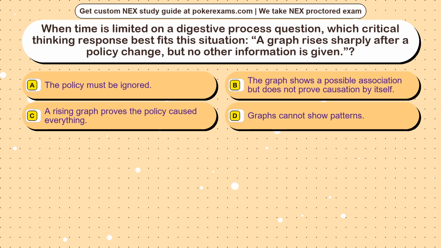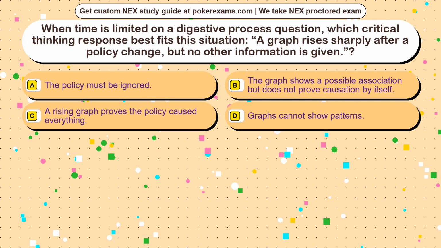Question 5. When time is limited on a digestive process question, which critical thinking response best fits this situation? A graph rises sharply after a policy change, but no other information is given. Option A, the policy must be ignored. Option B, the graph shows a possible association but does not prove causation by itself. Option C, a rising graph proves the policy caused everything. Option D, graphs cannot show patterns.